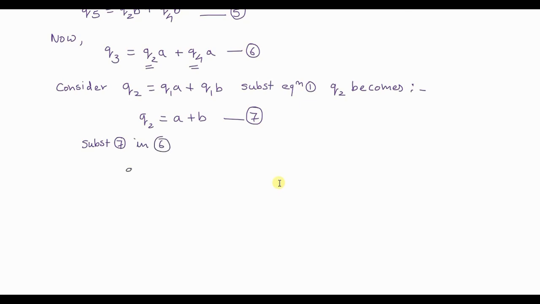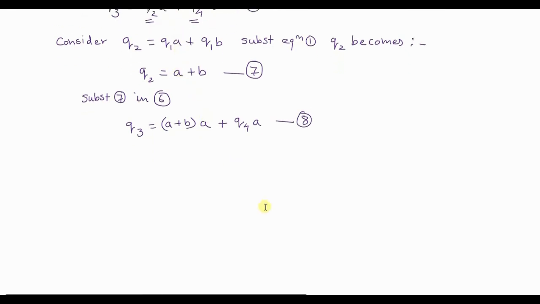What we get is Q3 equal to, wherever Q2 occurs, it will be A plus B, then A, so A plus B A plus Q4 A. I will call this equation 8. Now your final answer should be in Q3. We have already replaced Q2 with an expression. What is remaining is the Q4 term, so let's see whether Q4 can get some value.